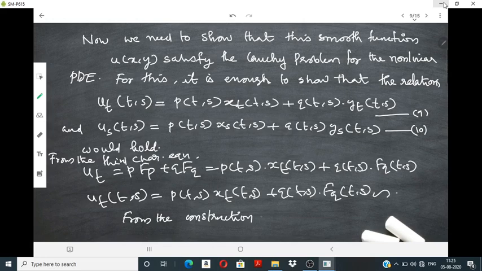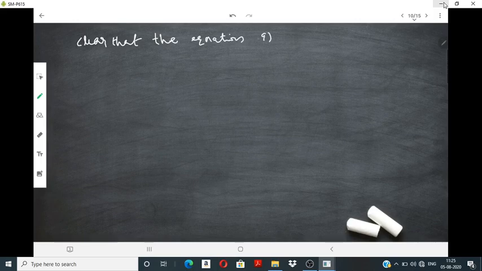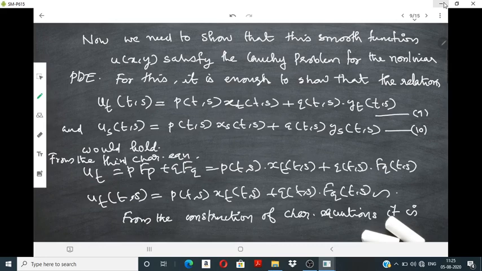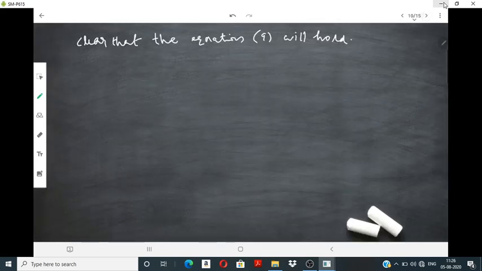From the construction of the characteristic equations, it is clear that equation 9 will hold. Now we need to prove the 10th equation, that means the derivative of u with respect to s will hold. So we need to prove the 10th equation.